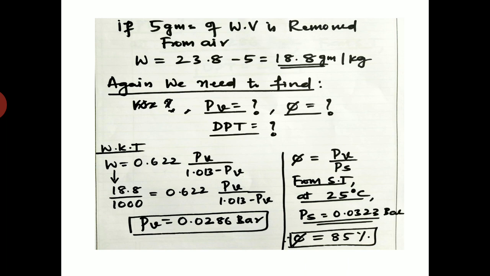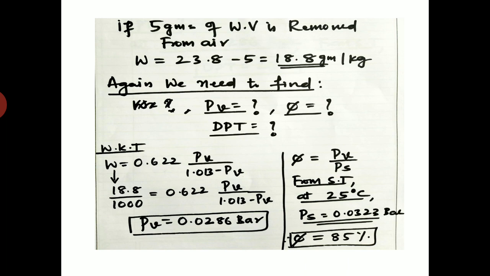Again, phi we need to find. Phi is equal to PV by PS, from steam tables at 25 degrees Celsius, because it is given in the problem. Don't put 35 degrees Celsius, because when 5 grams of water vapor is removed, the temperature will reduce to 25. So corresponding to that 25 we need to find. If you put 35, the problem will become wrong. So at that condition we have to take the temperature as 25 degrees Celsius.